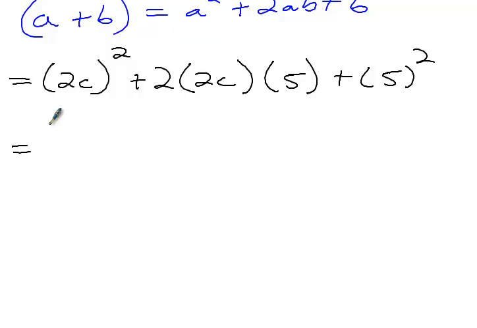Okay, so now I evaluate. What is 2c quantity squared? 4c squared. What's 2 times 2c times 5? 20c, right? And then what's 5 squared?